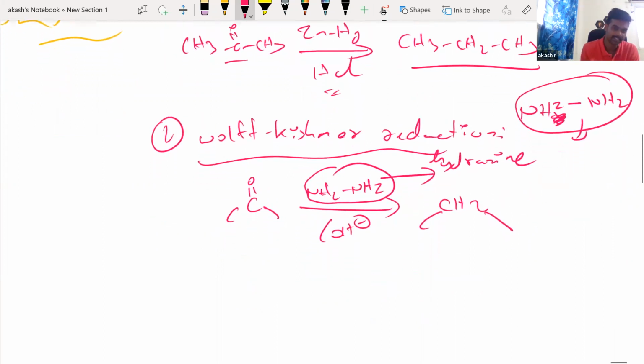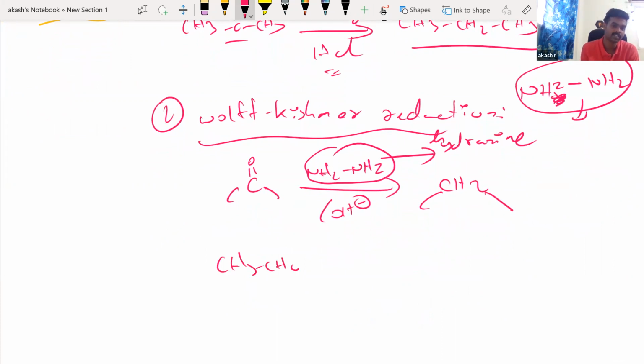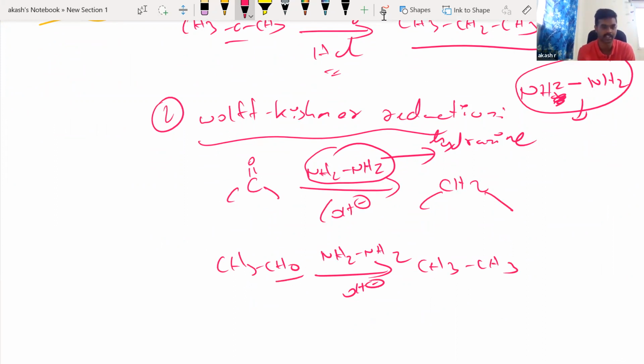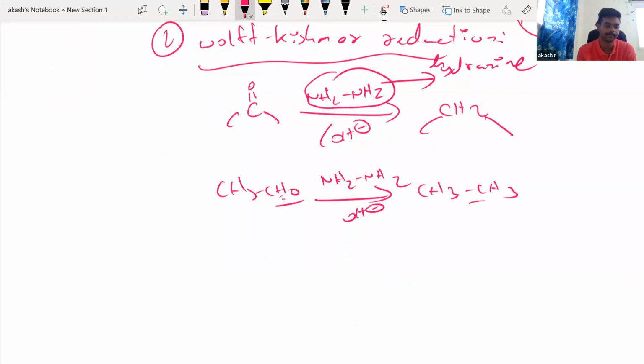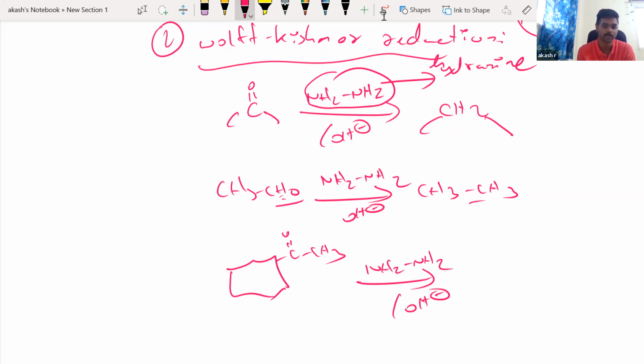Let us take some examples. Say I have CH3CHO with NH2NH2 and OH minus. I know I'm going to form CH3CH3. That's it. Wherever you have C double bond O, convert it into CH2, plus the hydrogen already there, so CH3. Say another example: a cyclohexane ring with C double bond O CH3. Again, with NH2NH2 and OH minus, very simple, you convert the C double bond O into CH2. Very, very simple reaction.